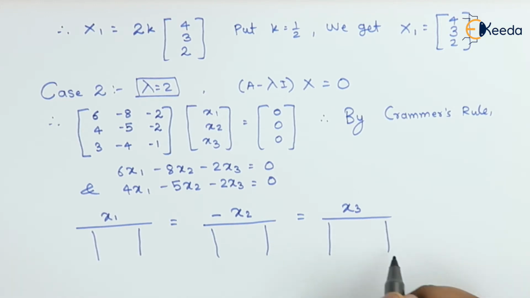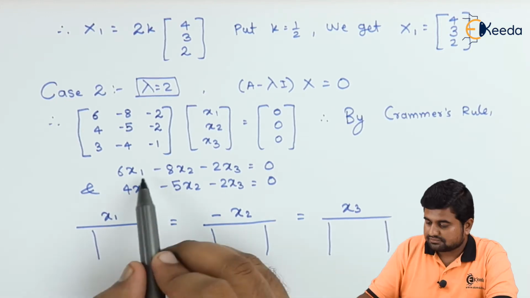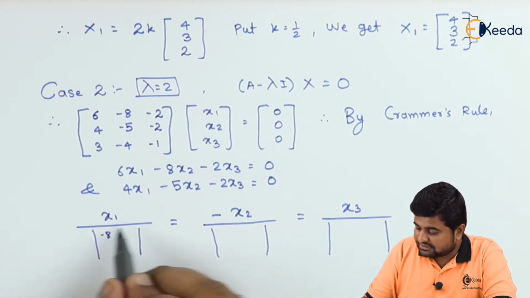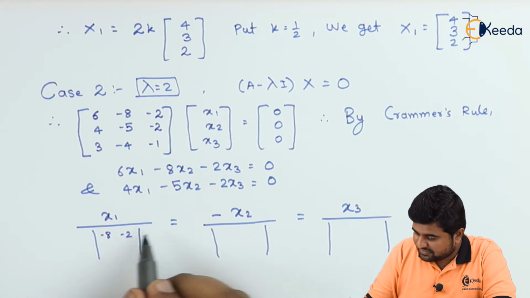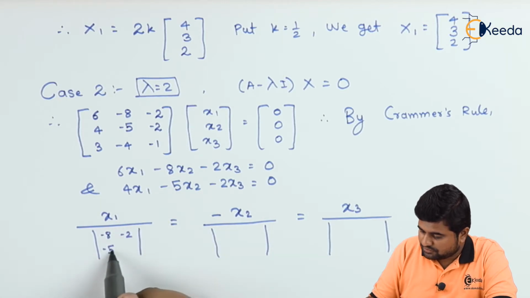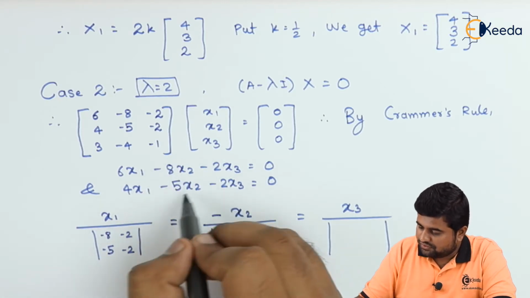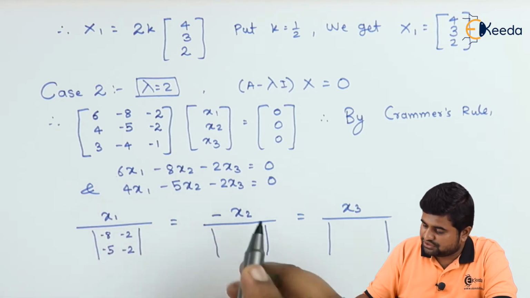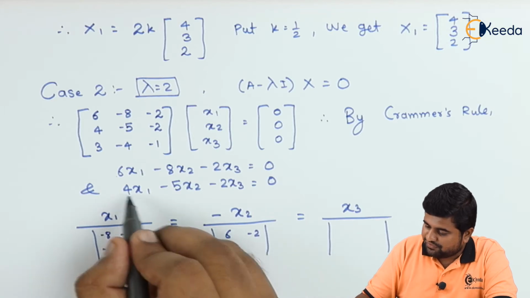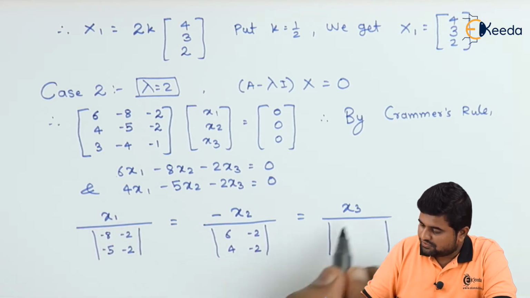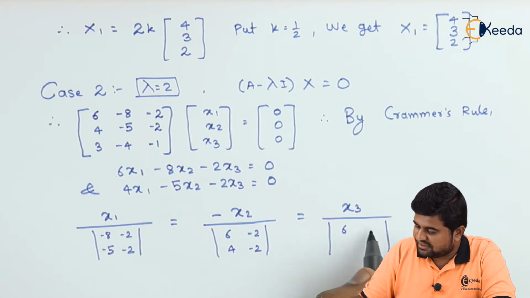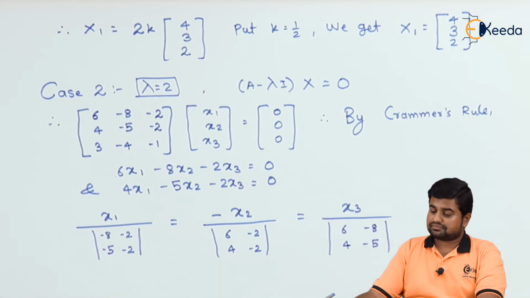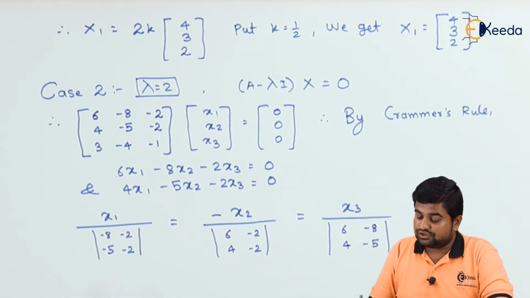particular determinant. Now for x1, we hide x1 and we'll be writing minus 8, minus 2, minus 5, minus 2. For x2, we'll hide this x2 and we'll write 6, minus 2 and 4 and minus 2. For this x3, we'll hide this and we are having 6, minus 8, 4 and minus 5. Now, we'll calculate the values for the same.